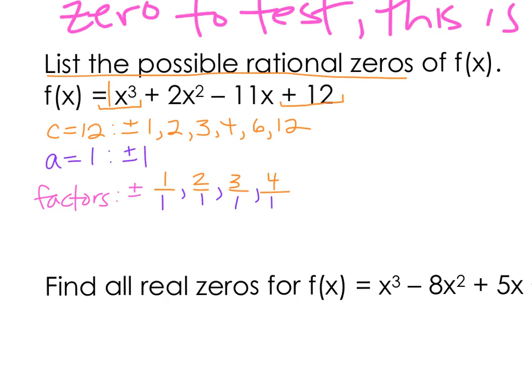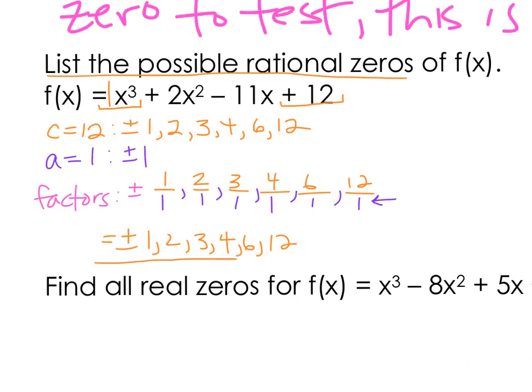4 over 1. 6 over 1. And 12 over 1. So it's a lot of fractions to start off with originally. And then we simplify. So here's the nice thing about that, everybody. If it's just 1 in the denominator, that means our possible integer choices are just going to be those integers that we started off with in our constant. This means it simplifies to plus or minus 1, 2, 3, 4, 6, and 12. These are all possible zeros for our polynomial f of x up above.